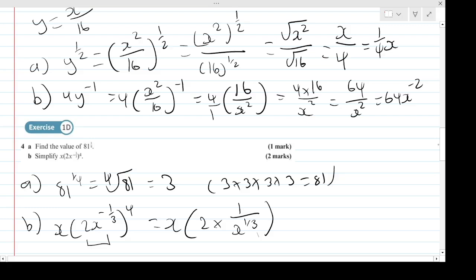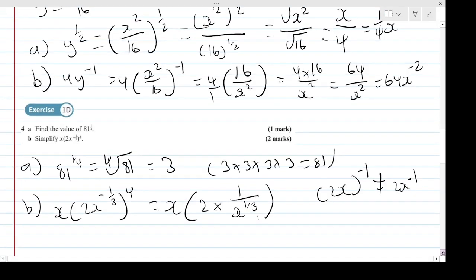It's not applied to the 2 as well, because 2x to the minus 1/3 is not the same as (2x) to the minus 1/3. Recognise that the negative here is only the index of x. It's not the power of the whole bracket. The 4 is the power of the whole bracket. We will be applying the 4 to every number, the 2 and the x. But the minus a third, the minus is only applying to the x, so we only take the reciprocal of the x part. Hopefully you can realise that.